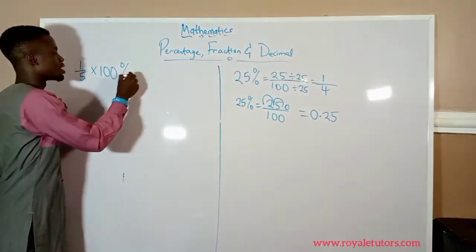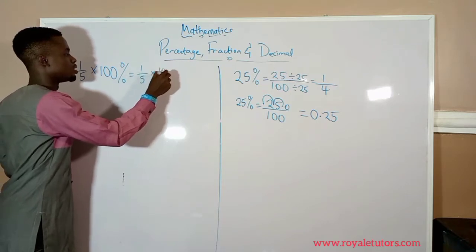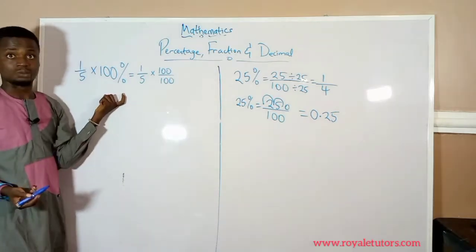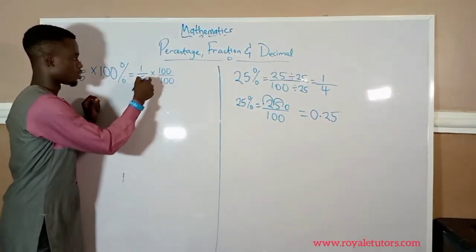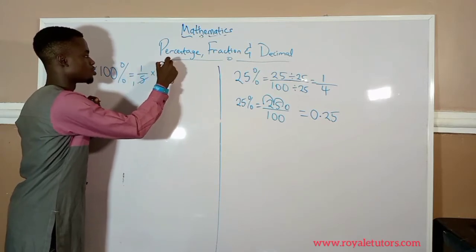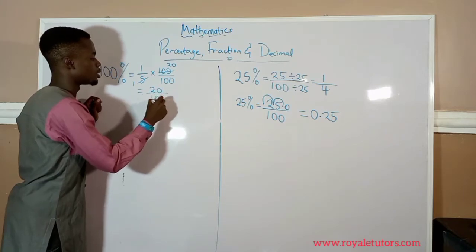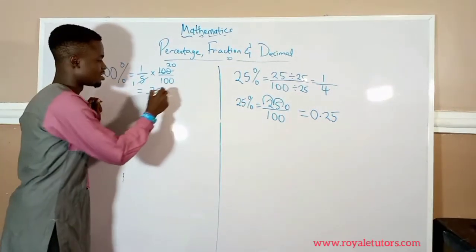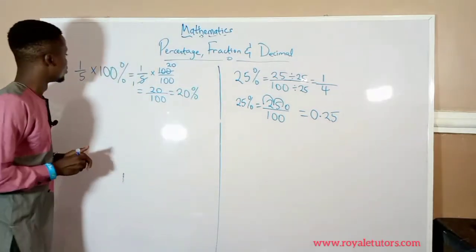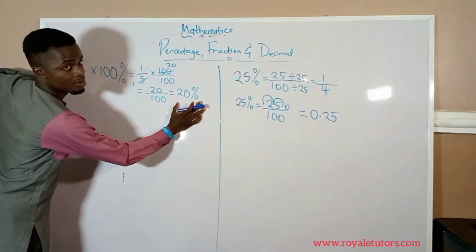And what are you doing? You are saying that 1 over 5 multiplied by 100 over 100, because you are saying 100 out of 100. That's what percentage means. So you can divide because it is multiplication you have in between them. You can divide 5 here is 1, 5 here is 20. So this is going to give you 20 out of 100. What is 20 out of 100 in percentage? 20%. So you can say 1 over 5 is the same thing as 20%.